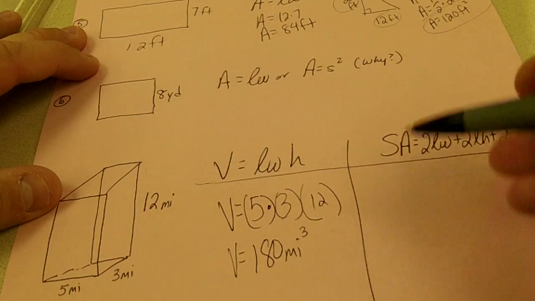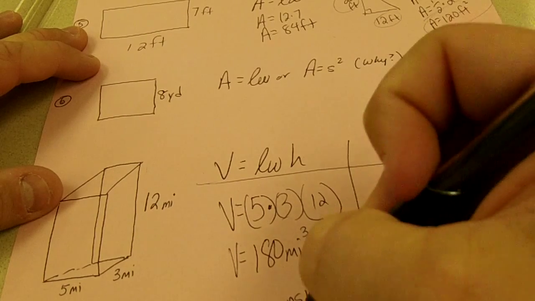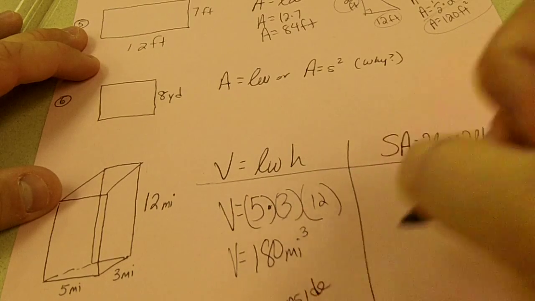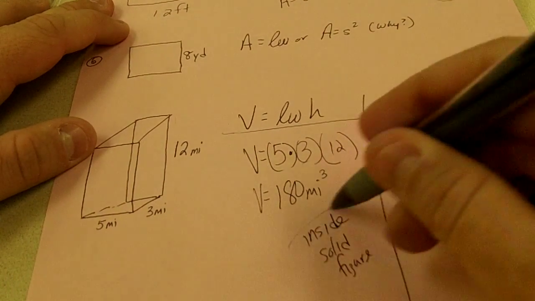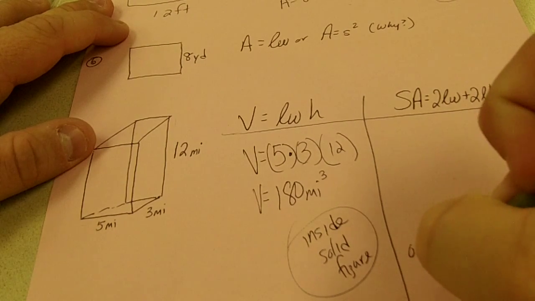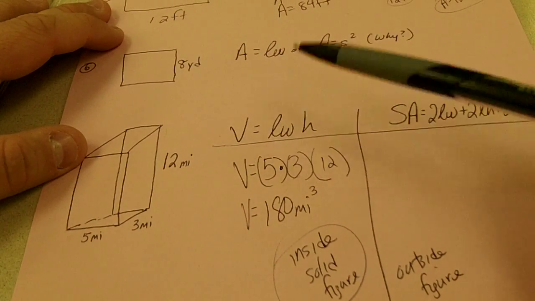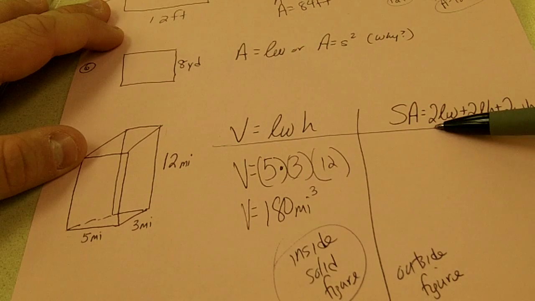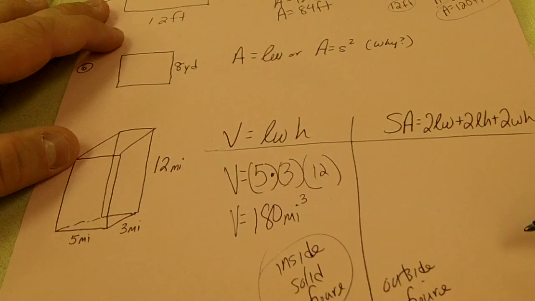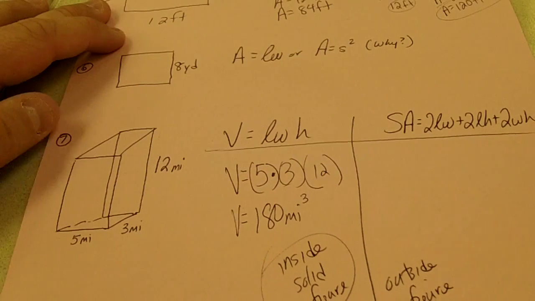I like to think about the volume as what goes inside the solid figure. So what goes inside the solid figure? The opposite of inside is outside. So surface area is the outside of it. I like to think about volume as what's in it. Surface area is gift wrap, or what's outside it. If you were going to wrap this present, this box, what would you need? This formula can tell you exactly how much you need.